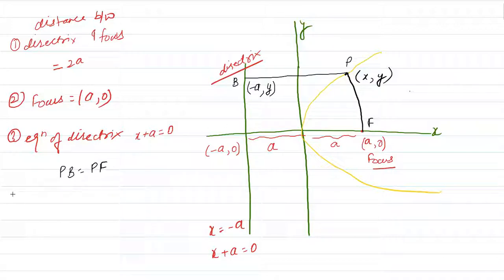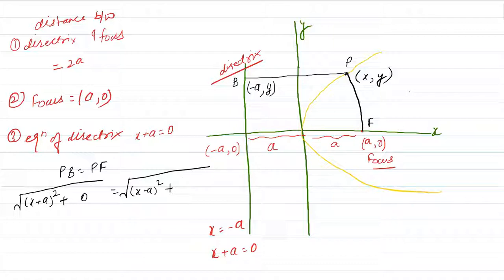I can easily write PB using the distance formula, which is the square root of the difference of abscissas squared plus the difference of ordinates squared. The difference of abscissas will be x minus minus a, that is x plus a. So PB is the square root of (x plus a) squared plus (y minus y) squared, which is 0. Now PF will be the square root of (x minus a) squared plus (y minus 0) squared, that is y squared.